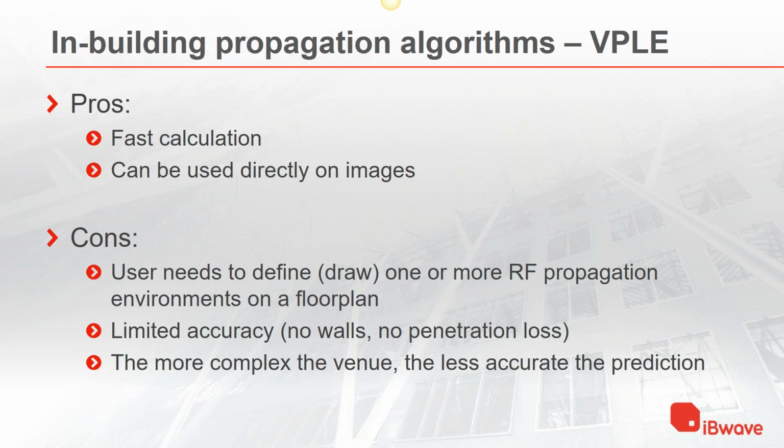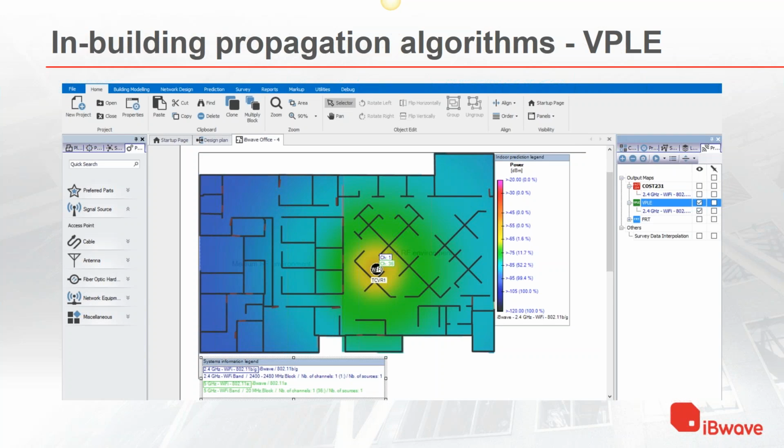Speaking of accuracy, this tool has limited accuracy because you don't have walls, there is no penetration loss. You only have an RF propagation environment, which has its own associated path loss slope and free coefficient. So that means the more complex the venue, the less accurate this prediction is. And you will see how this works in more complex RF environments later on. And this is how it looks on the same example as you have seen before.